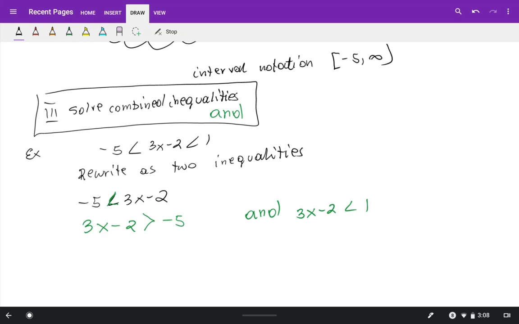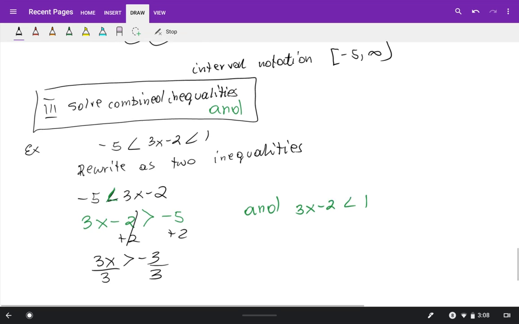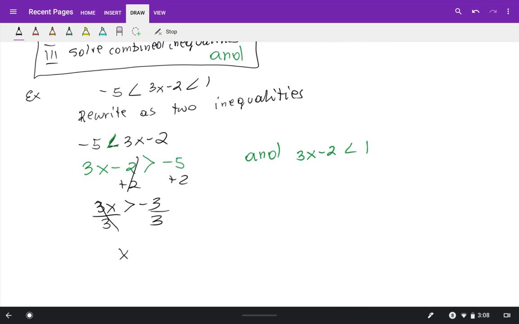So I'm going to add 2 to both sides, and that will give you 3x is greater than -3. Divide each by 3, and we're getting that x is greater than -1. To solve the second one, we're also adding 2 to both sides, and we have 3x less than 3, and just divide each by 3. That will give you x less than 1. So the word and means intersection.